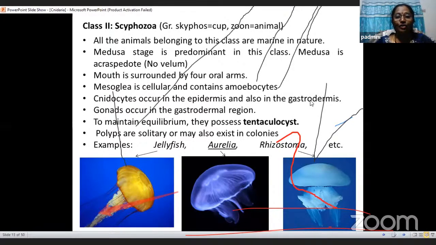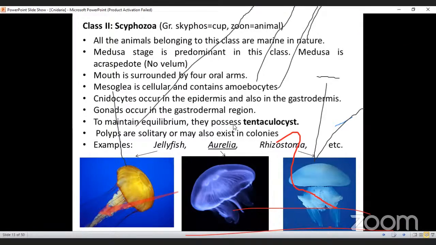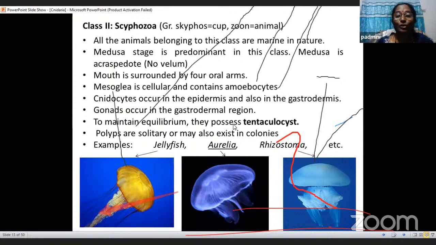Gonads occur in the gastrodermal region. So you have the gonads present in the gastrodermal region, and to maintain equilibrium, they also have tentaculocytes. What was the equilibrium organ that you found in the hydrozoa? Anybody? What is the name? Statocyst, ma'am. Very good, statocyst. So in hydrozoa, you have a statocyst, and the same structure over here in Scyphozoa is called a tentaculocyst. So you can just make a note of that. To maintain equilibrium, you have a tentaculocyst in the Scyphozoa.